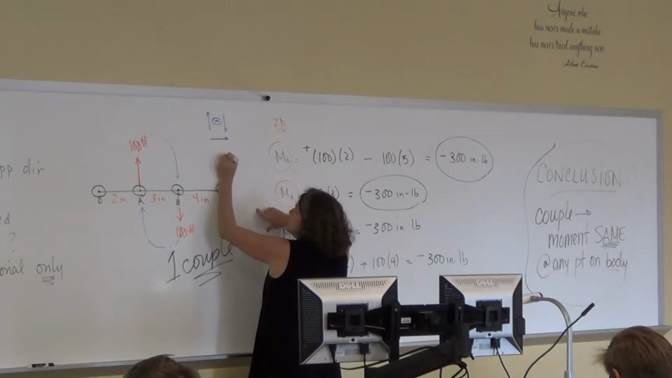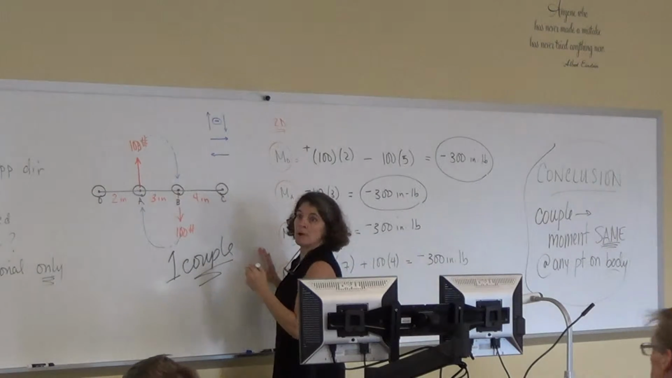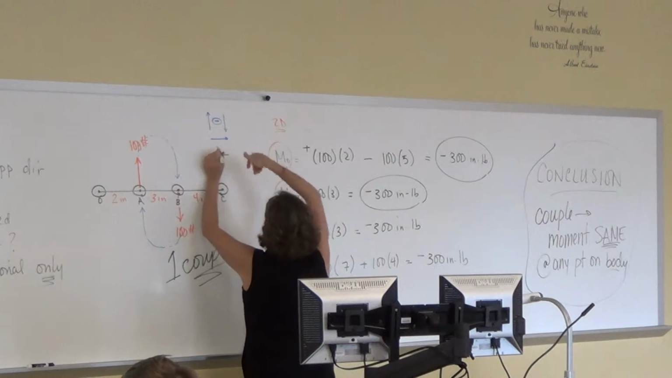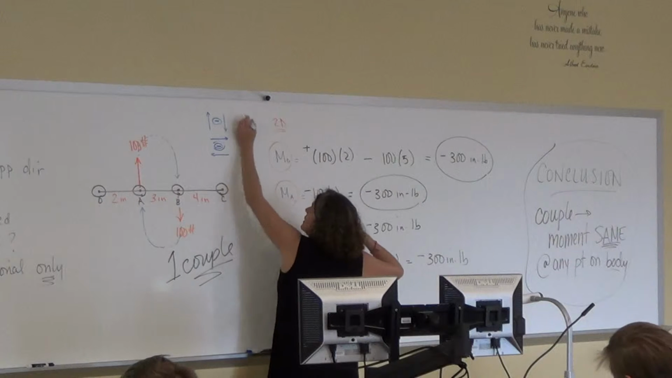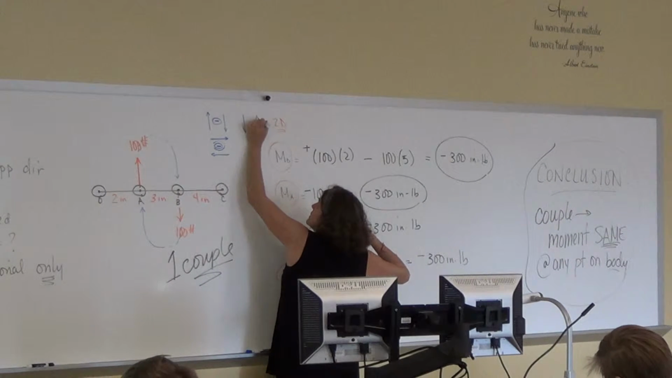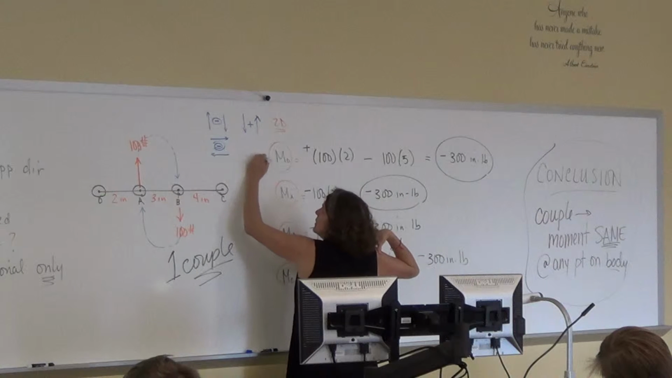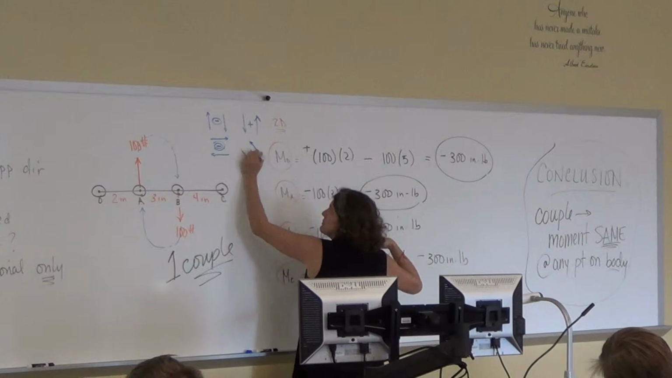How about this? What does that create? Negative or positive? Negative. Follow my fingers. If it's spinning around this way, it's going to be negative. What about this? Positive. My thumb's going to be sticking out. What about this? Positive.